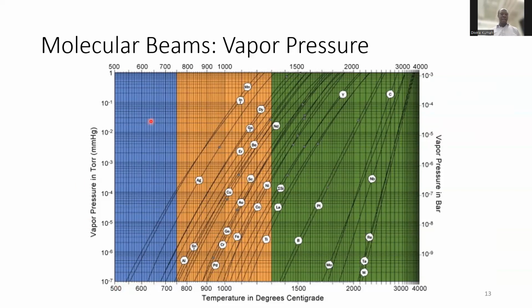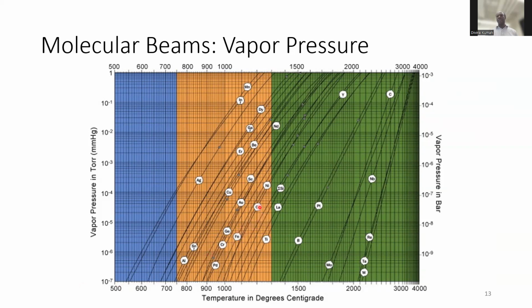But if it's too high, then that's going to make the pressure in your system no longer ultra-high vacuum, right? Typically in many growth systems, we need to have vapor pressures which are less than 10 to the minus 5 torr. These plots allow you to predict what temperature you have to heat any given material to in order to get a vapor pressure.